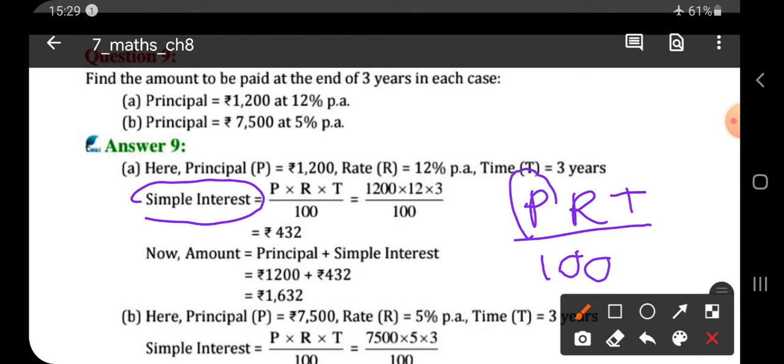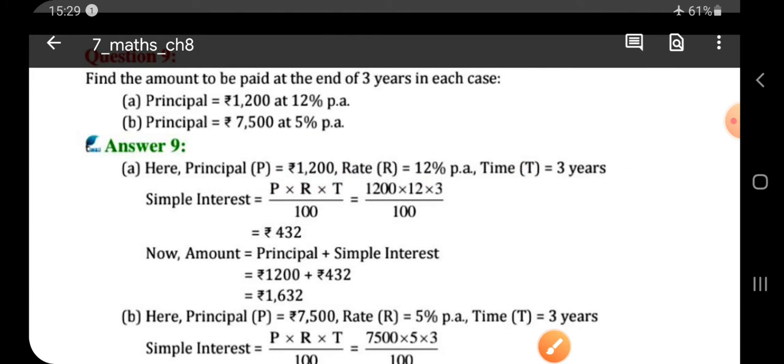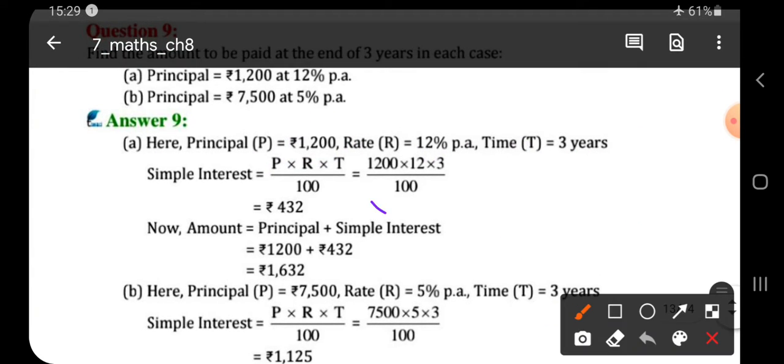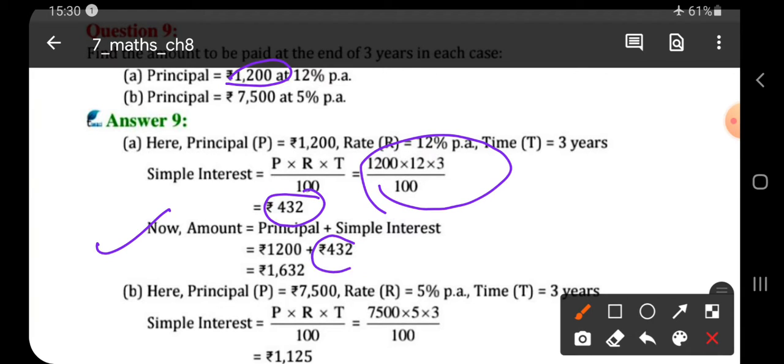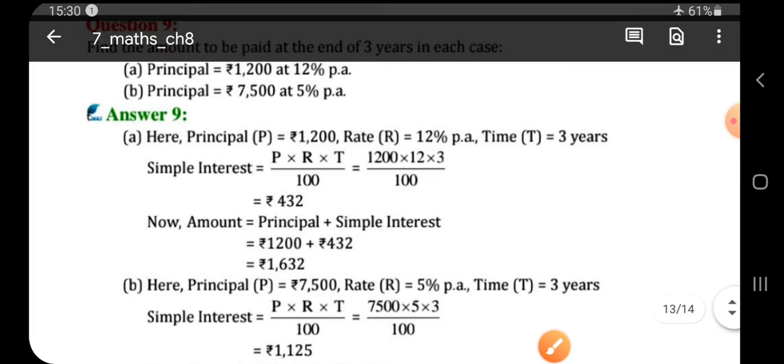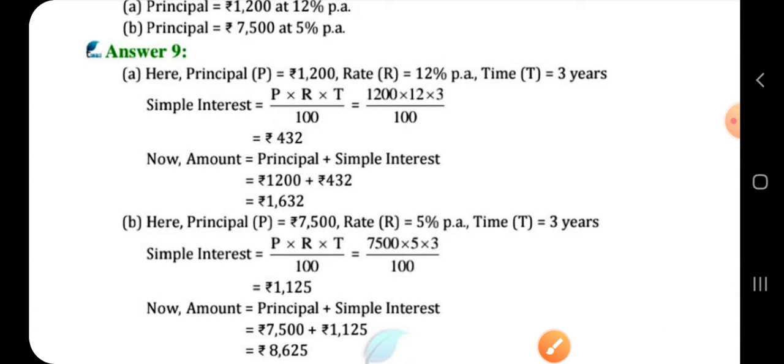P is the principal. P is equal to 1200. Rate of interest, and T, time, 3 years, divided by 100. 1200 into 12 into 3 by 100. So it's 432 rupees. Amount is equal to principal plus simple interest. What is the principal? That is 1200 rupees, and simple interest is 432 rupees. Add them up, so you will get the amount. Same method you have to follow for the second example.